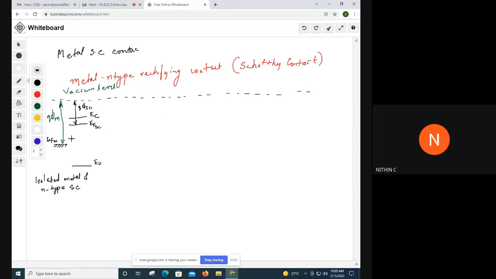ഈ ഫിഗറിൽ അനുസരിച്ച് phi M greater than phi SC ആണോ? ഈ ഫിഗർ നിങ്ങൾ അനലൈസ് ചെയ്യുമ്പോൾ this is your phi M, this is your phi SC. Is the condition satisfied? Satisfied ആണോ? നിങ്ങൾക്ക് കണ്ടാൽ മനസ്സിലാവില്ലേ? Yes or no? This is your phi M and this is phi SC. Yes, that condition is satisfied.